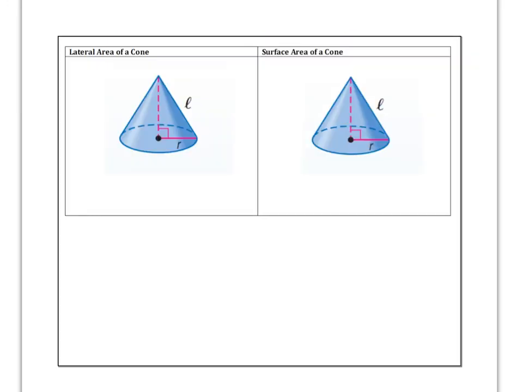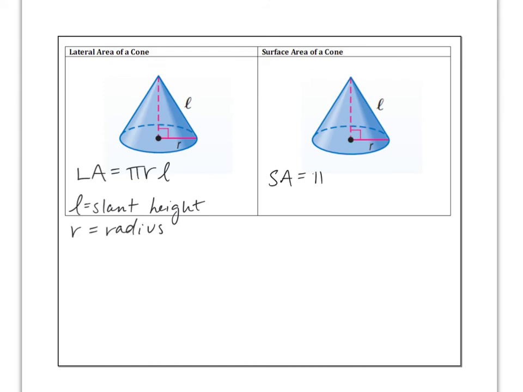Moving on to cones, let's talk about lateral area and surface area. Lateral area formula for a cone is pi r L. And again, L is your slant height. R is your radius. Lateral area is the area around the sides, but it does not include the base. Surface area is going to be pi r L plus pi r squared, because you're going to have to add in that base area, because surface area is the sides plus that circle on the bottom.